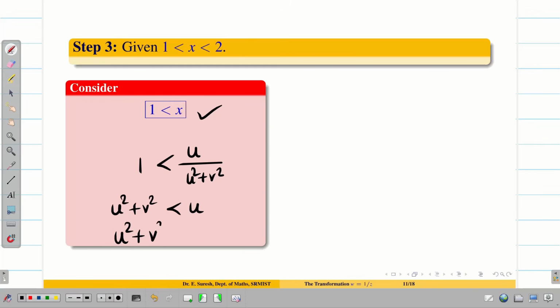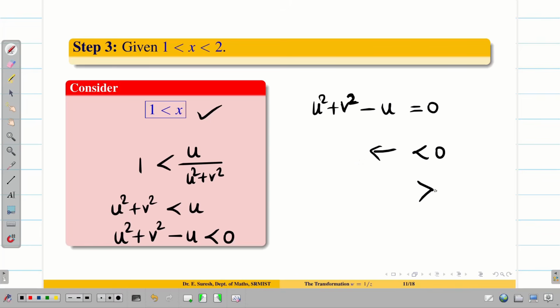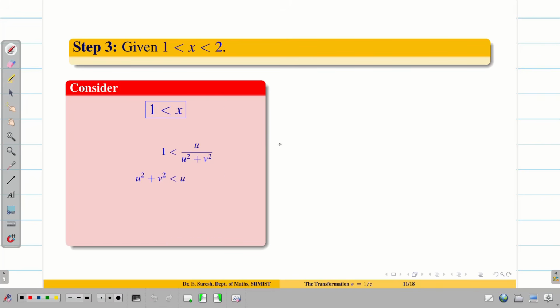Simplifying further, we get U square plus V square minus U less than 0. By seeing this equation, it is very obvious this is a circle. So if we get U square plus V square minus U equal to 0 means it's a circle. If it is less than 0 means interior of a circle. Suppose if we get greater than 0, it is exterior of a circle. Since we get U square plus V square minus U is less than 0, it is going to be interior of the circle.